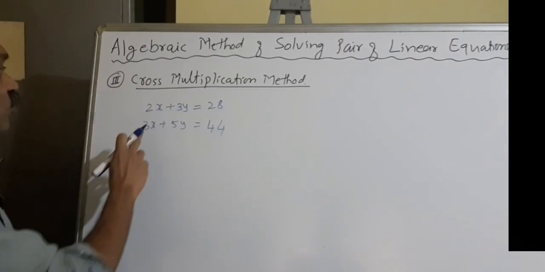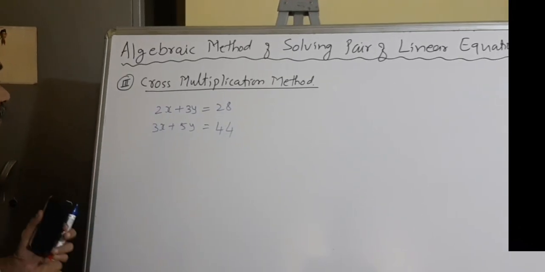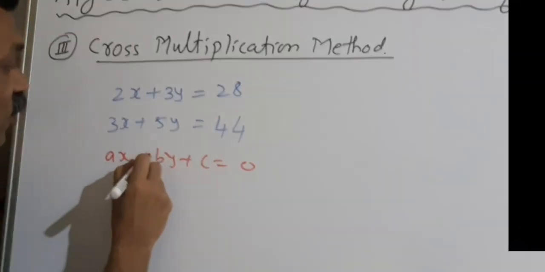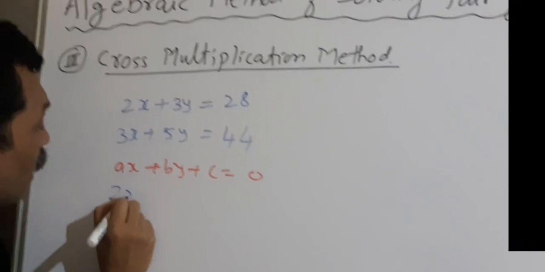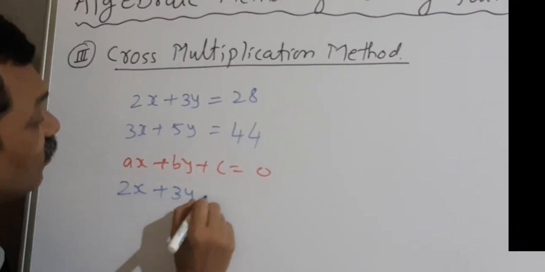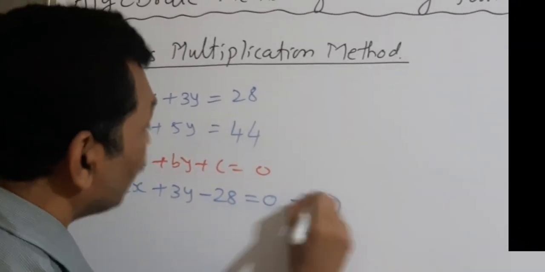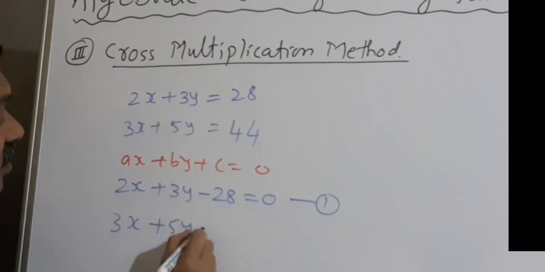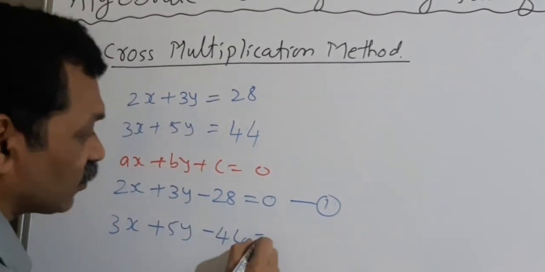Okay, we'll solve one more problem using the cross multiplication method. As I have told you earlier, we have to always write this in the standard form. The standard form of a linear equation is ax plus by plus c equal to 0. So write this equation in the standard form. What we'll get is 2x plus 3y minus 28 equal to 0. This is our equation 1. And equation 2 will be 3x plus 5y minus 44. This 44 I am taking to this side, plus becomes minus. So minus 44 is equal to 0.